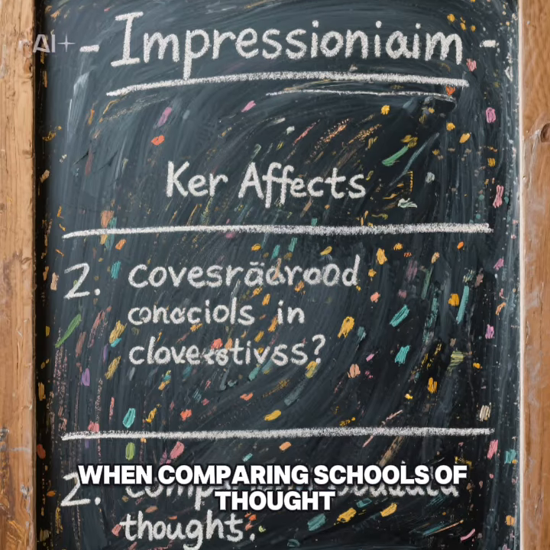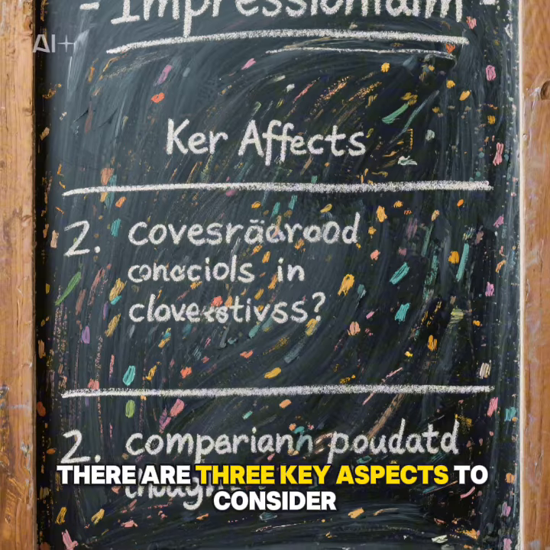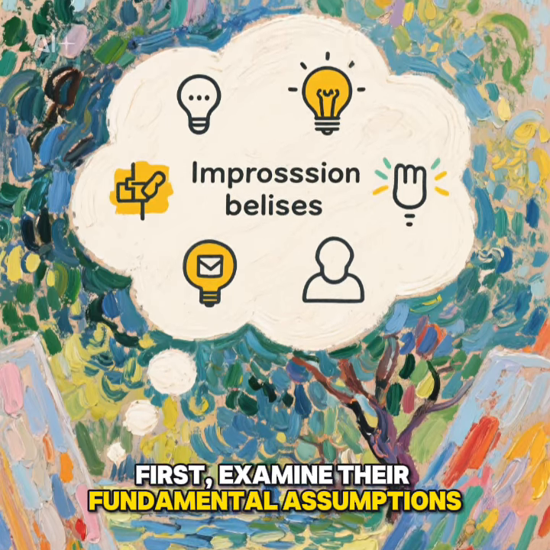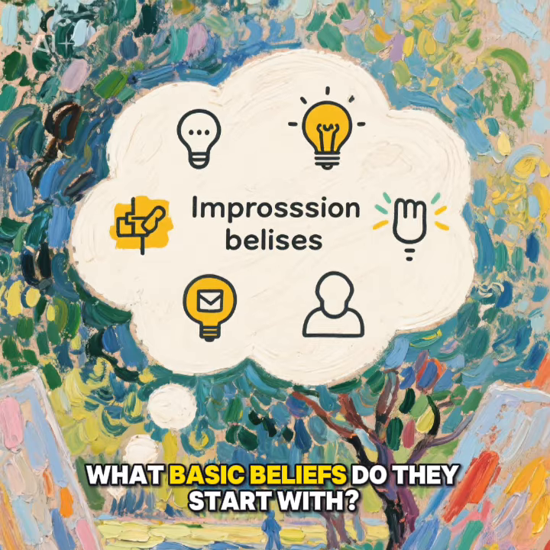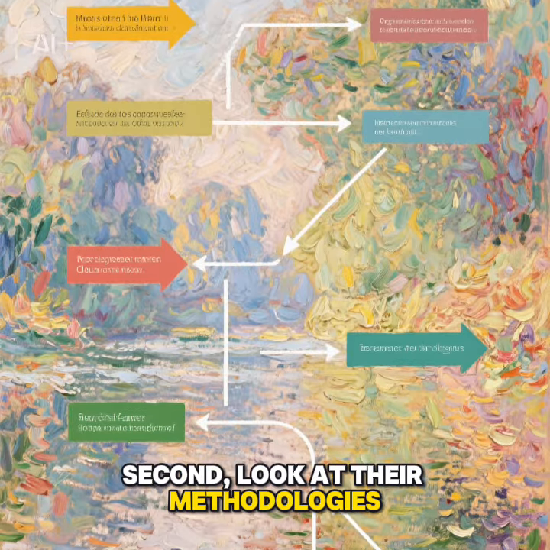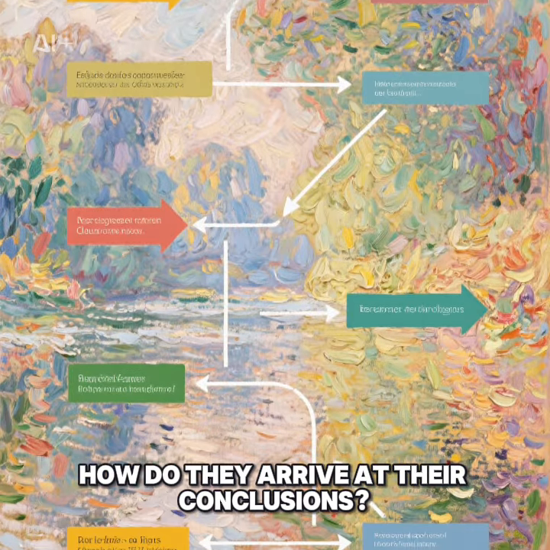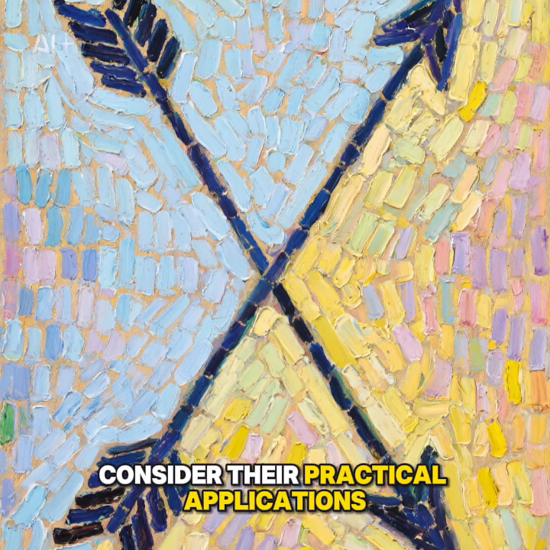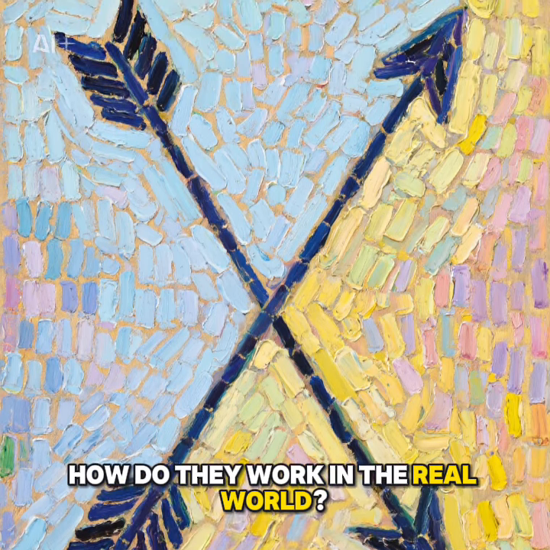When comparing schools of thought, there are three key aspects to consider. First, examine their fundamental assumptions. What basic beliefs do they start with? Second, look at their methodologies. How do they arrive at their conclusions? And third, consider their practical applications. How do they work in the real world?